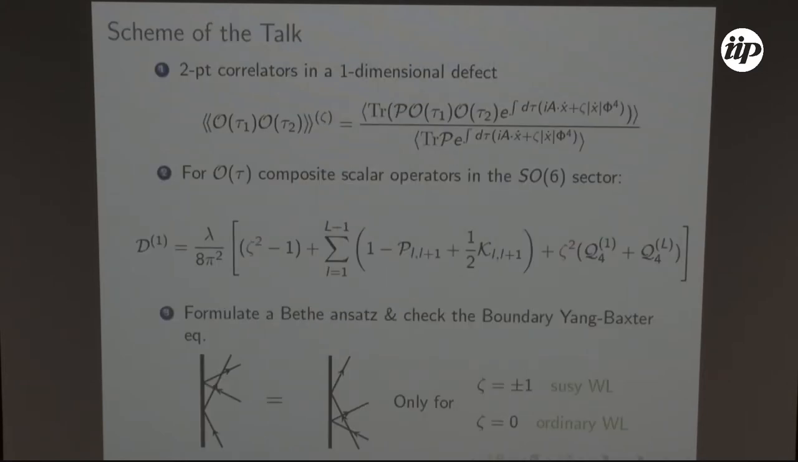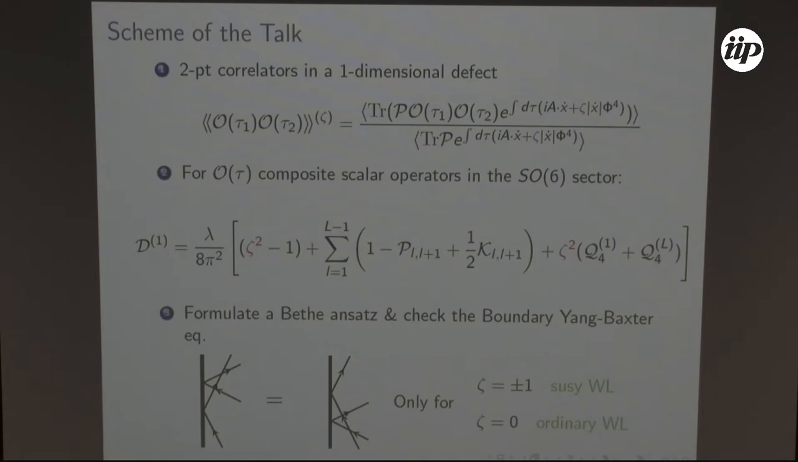In just a single slide, the scheme of the talk I'm going to be presenting today can go as follows. I will be inserting two composite operators in a Wilson line, and I will compute a correlator between these two insertions with the novelty that instead of using the usual locally supersymmetric Wilson loop, we are going to insert these operators in a Wilson loop with this additional parameter zeta that allows you to interpolate between the locally supersymmetric Wilson loop when you set zeta equal to 1 and the ordinary Wilson loop with no coupling to the scalar fields when you set zeta equal to 0.